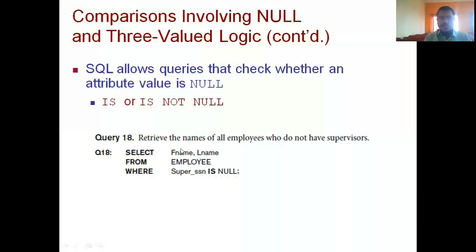So that's why select first name and last name of the employee from the employee table. The condition is where super underscore SSN is null. Then it will retrieve all the information of those who are not the supervisors. So this is one comparison involving null and three valued logic. Next, come to the point.